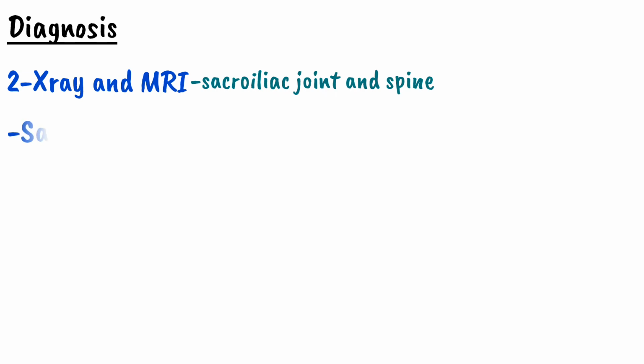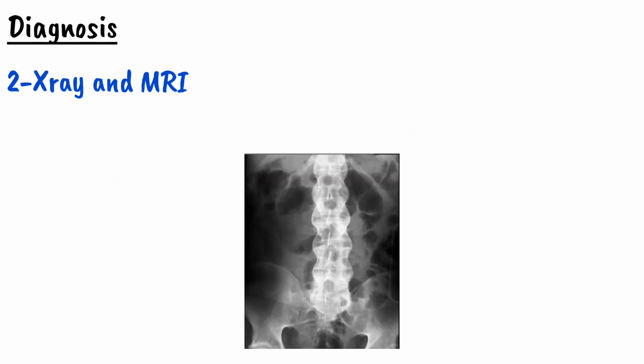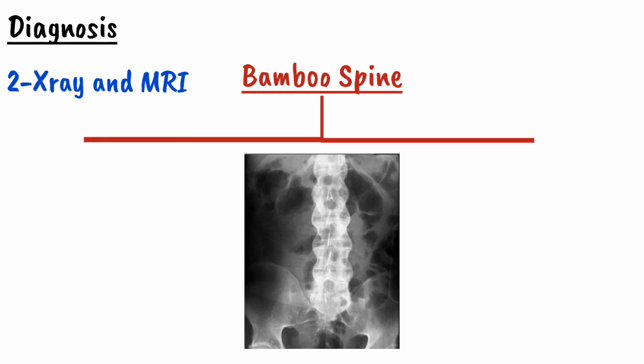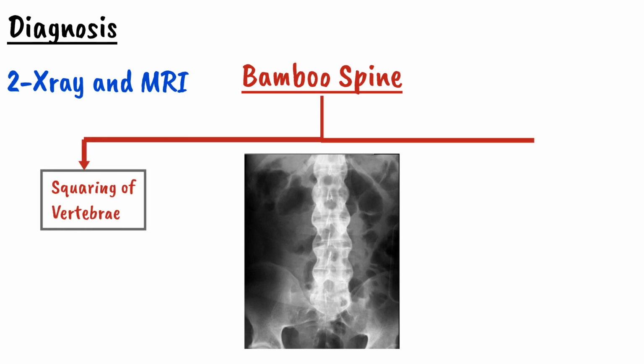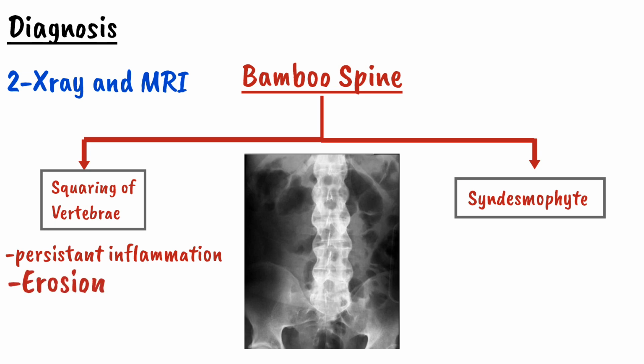The sacroiliac joint will show joint space narrowing and the spine will attain the shape of a bamboo on X-ray. How is this bamboo spine produced? This bamboo spine is produced as a result of two processes. The first one is the squaring of the vertebrae and the second one is the formation of syndesmophytes. The squaring of vertebrae results from persistent inflammation. Due to persistent inflammation, there will be erosion. Due to erosion, the vertebrae will attain the shape of a square.